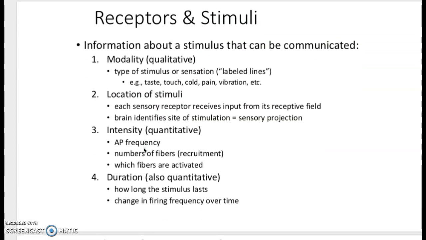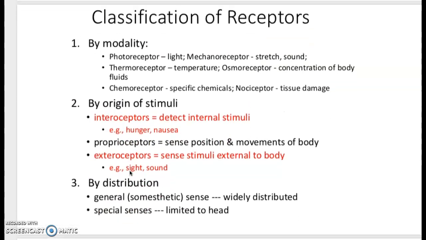So information about the stimulus that can be communicated, so things that you're able to be aware of: the modality, so the type of stimulus. Is it a taste? Is it a sensation? Is it pain? What is it? The location, so where is it? How strong it is, how much pain it is, how cold it is, and then how long it lasts, the duration.